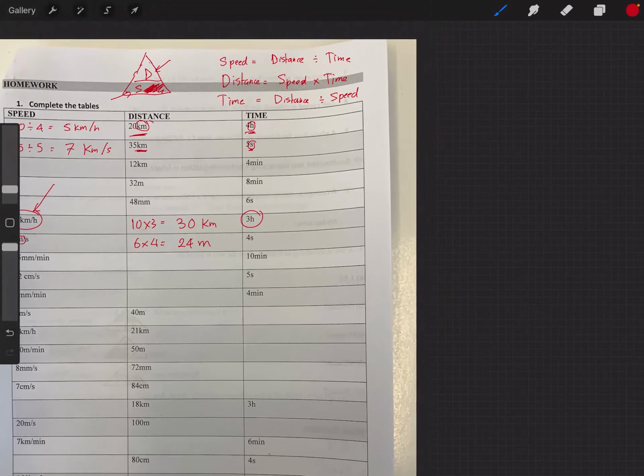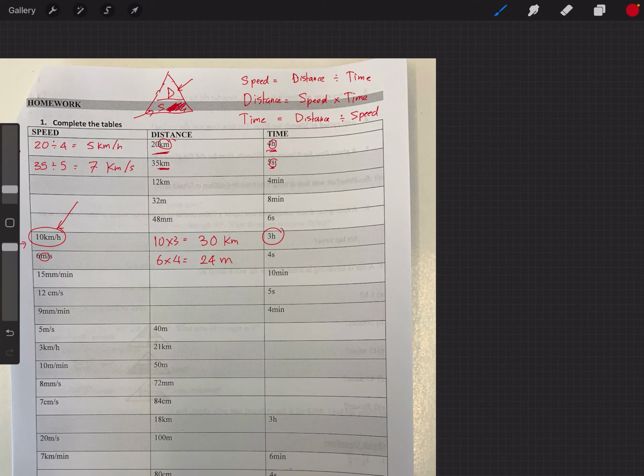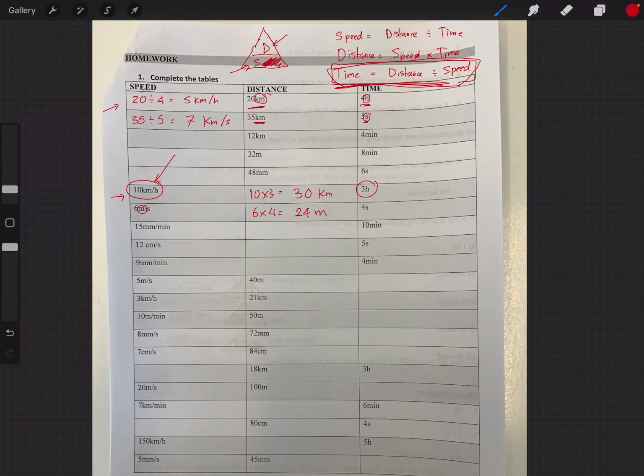Now if you want to find the time, you're going to use the last formula: time equals distance divided by speed. To find time, we're going to do distance, which is 40, divided by speed, which is 5. So 40 divided by 5 will give me 8. Because it's a time, we need to think in terms of hours or seconds or whatever. In this case, we can see the seconds, so we put 8 seconds.